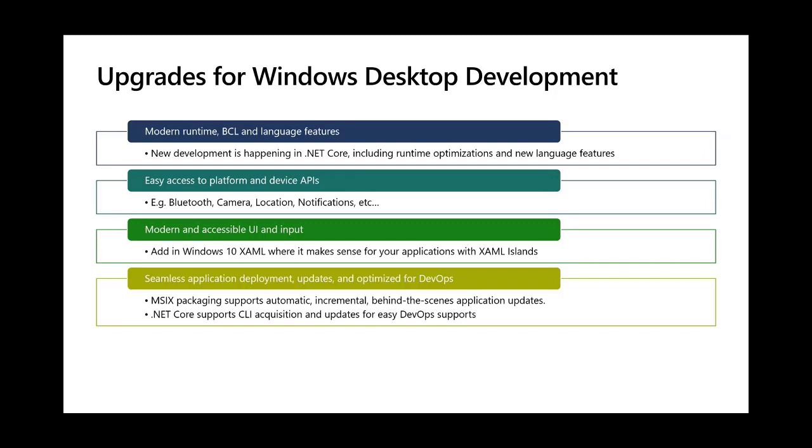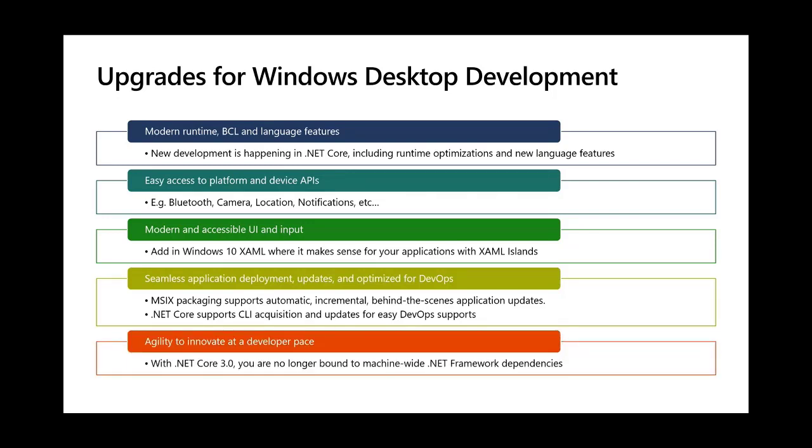And so MSIX supports automatic updates, incremental updates, which is where only the bits that change between updates are sent across the wire. Rollback is now supported, so you can go back a version. Also, mandatory updates are supported. So if you want an app to block until an update is installed, that's supported as well. .NET Core has built into it support for CLI acquisition and updates for more efficient DevOps support.